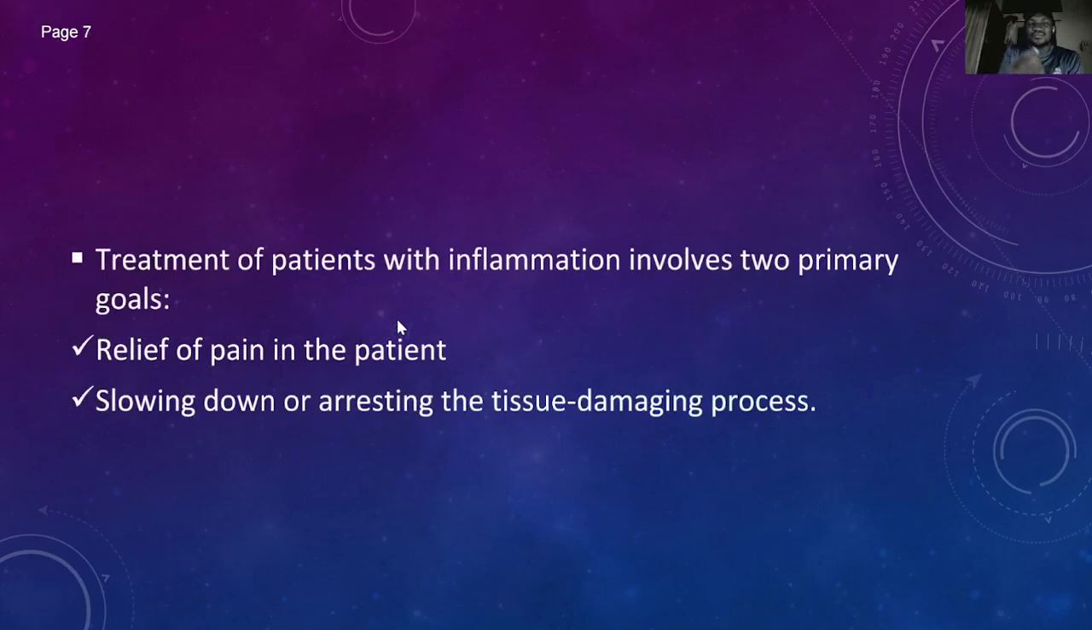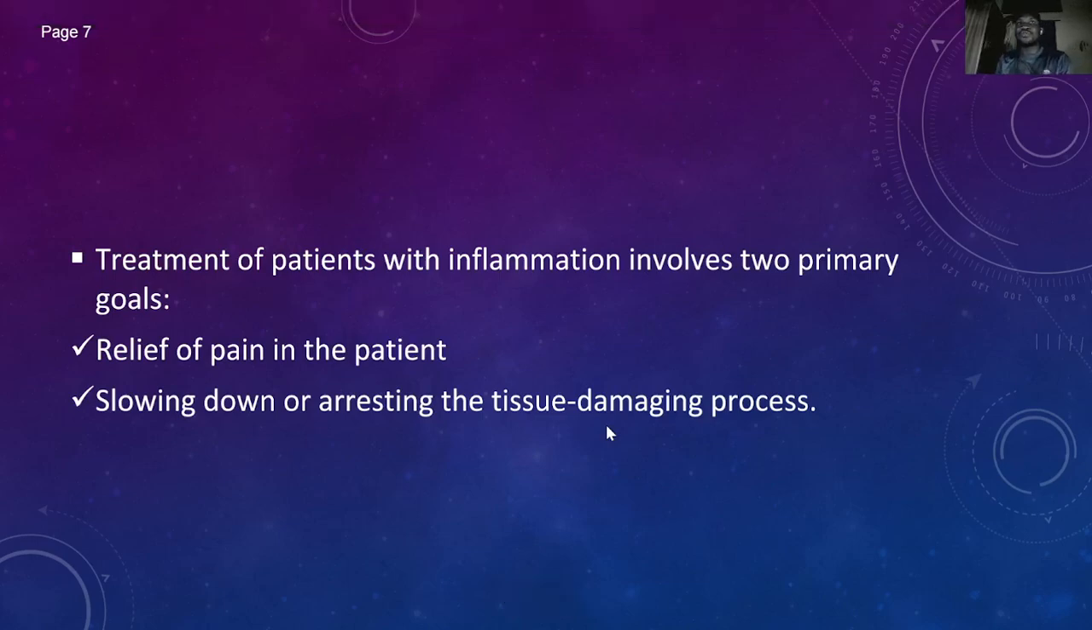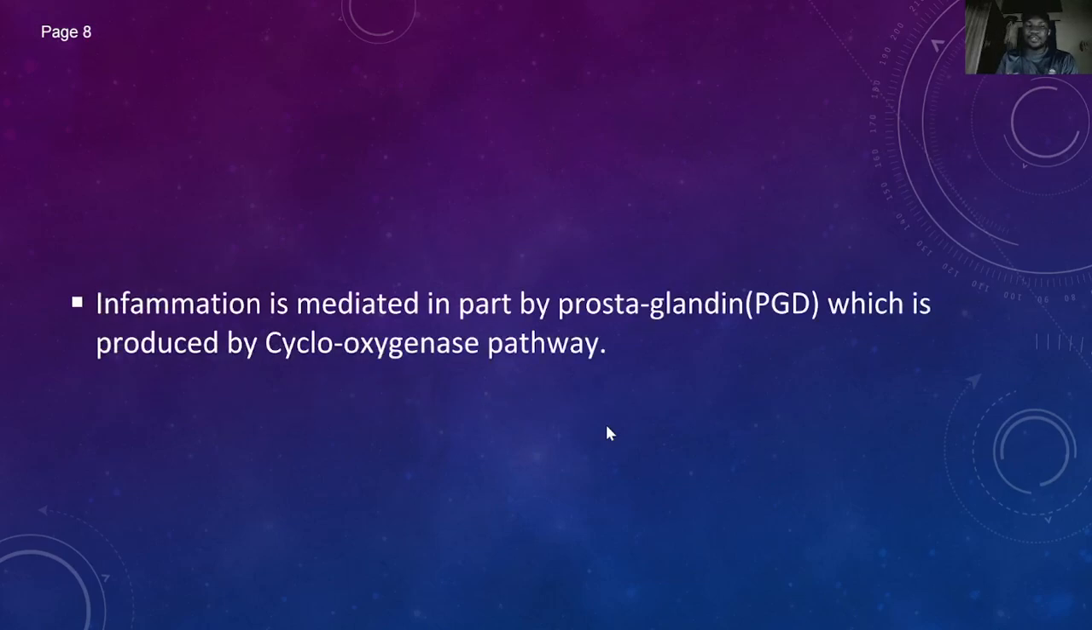Now, treatment of inflammation involves two primary goals. In treating inflammatory conditions, there are two primary things that should be on your mind. Number one is to relieve the pain of the patient. Number two is to slow down or arrest tissue damage, because the inflammatory process causes this. Right? So, the two things that should be on your mind in treating a patient with inflammatory conditions are, one, to reduce pain because there will be pain, and two, to reduce or arrest tissue damage.